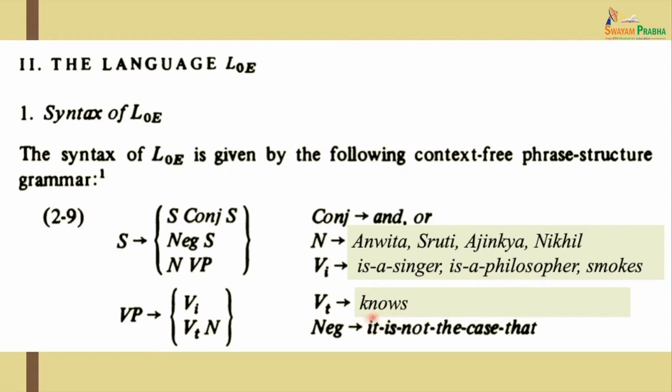And we have VT. This stands for transitive verb. So "knows", for example, needs two things, right? One has to know someone else. But this, say for example, "is a singer", requires just one thing. So you just can't say "Anvita is a singer". And neg: it is not the case that.